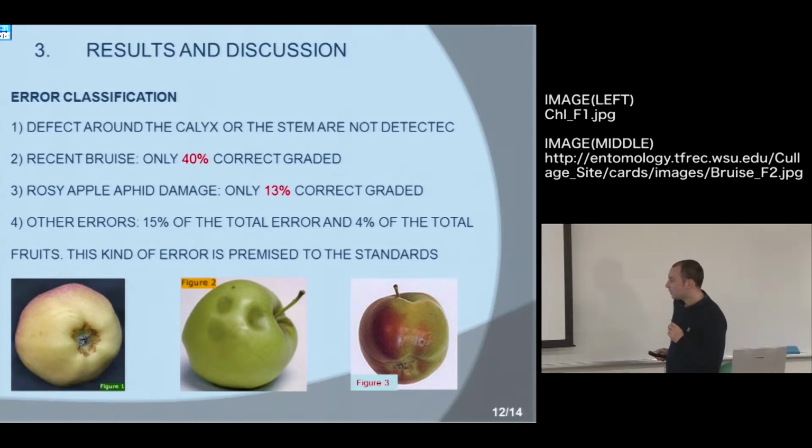In picture number 3, we can see rosy apple aphid damage, which is only 13% correctly graded. It is very difficult to grade this kind of defect, for example, in the Jonagold apple, because the color is very similar to the blush.